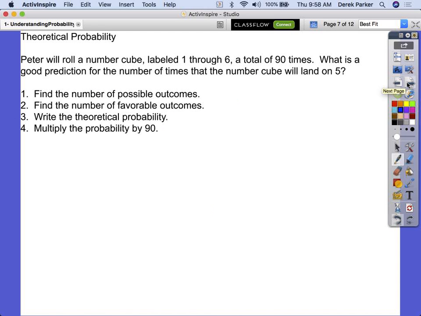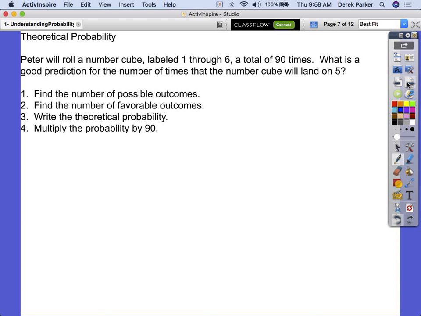Again, still working on theoretical probability. Peter will roll a number cube labeled 1 through 6 like a normal dice, a total of 90 times. So this is more of an experimental probability, to be honest with you. What is a good prediction for the number of times that the number cube will land on 5?